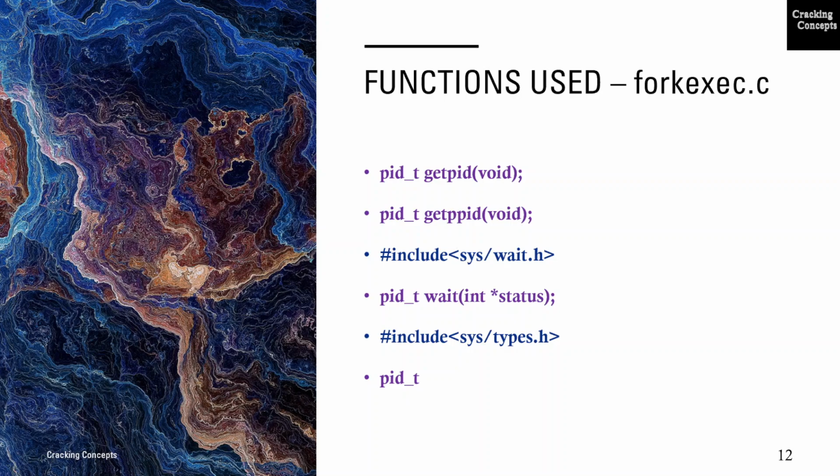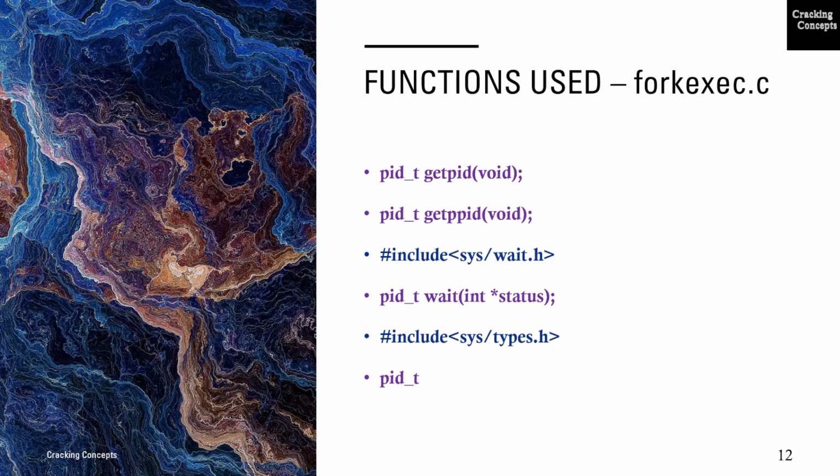Then there is the header file sys/wait.h, which will provide macros and functions related to process termination and waiting. From that, we use the function wait. Now this suspends the execution of the calling process until one of its child processes terminates. It retrieves the termination status of the child process and stores it in the integer pointed to by the status argument.